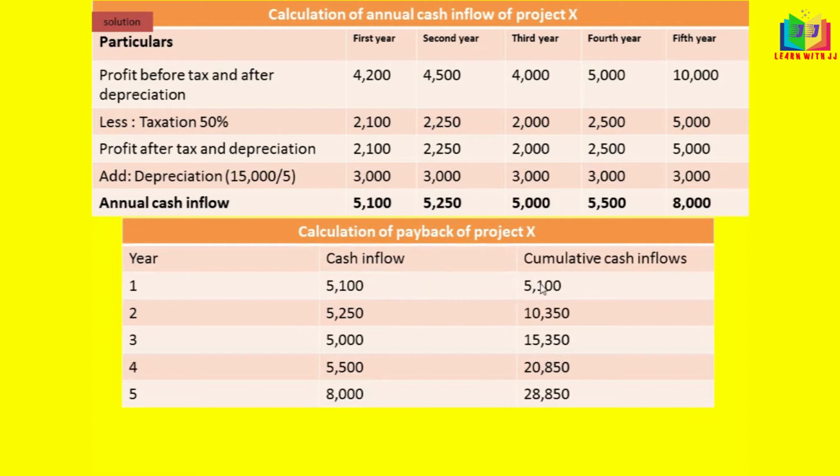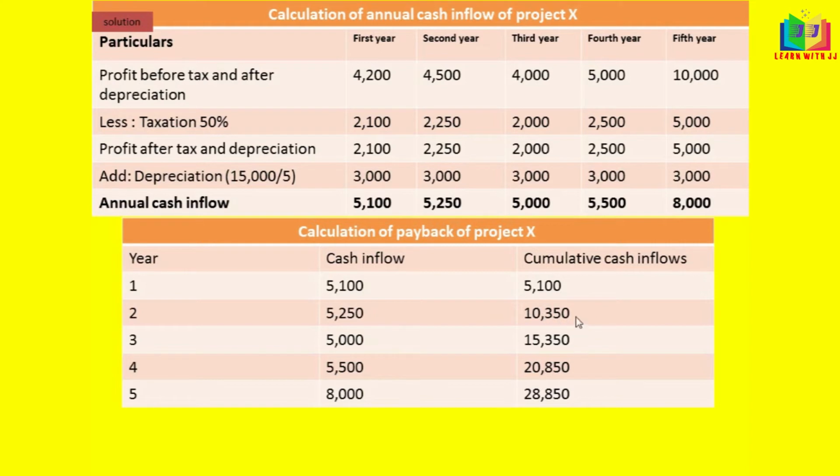See, for the first year, I have written the same thing. That is 5100 and 5100 here. And for the second year, I have to add this 5100 with this 5250. That is the cumulative of second year. 5100 plus 5250 will get 10,350.